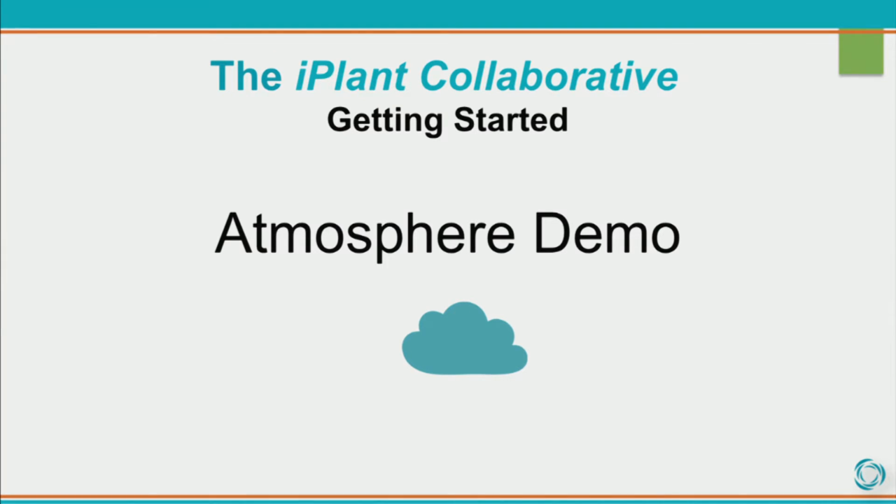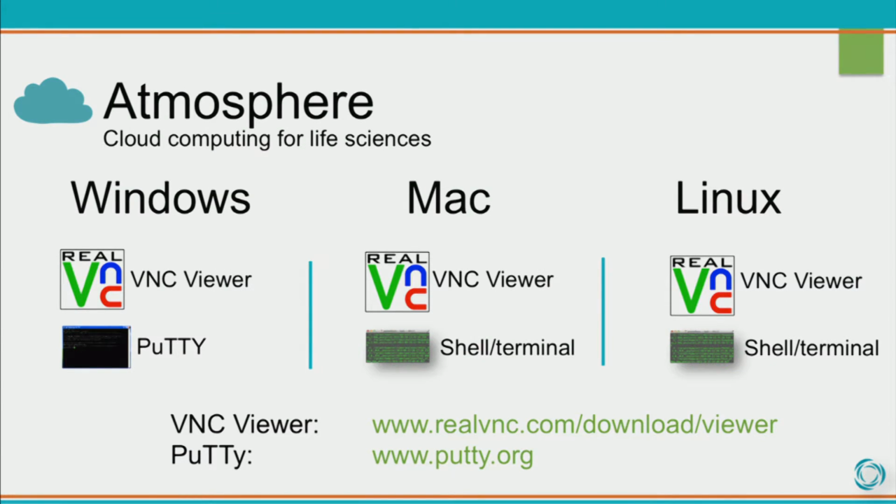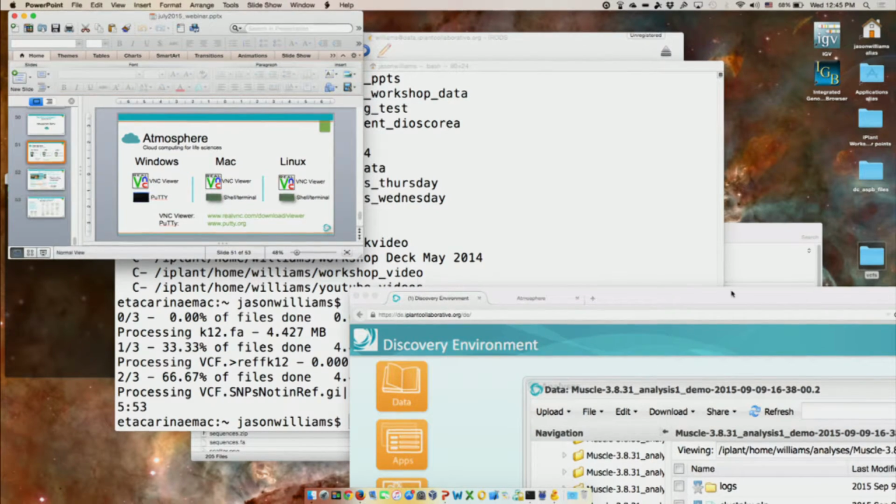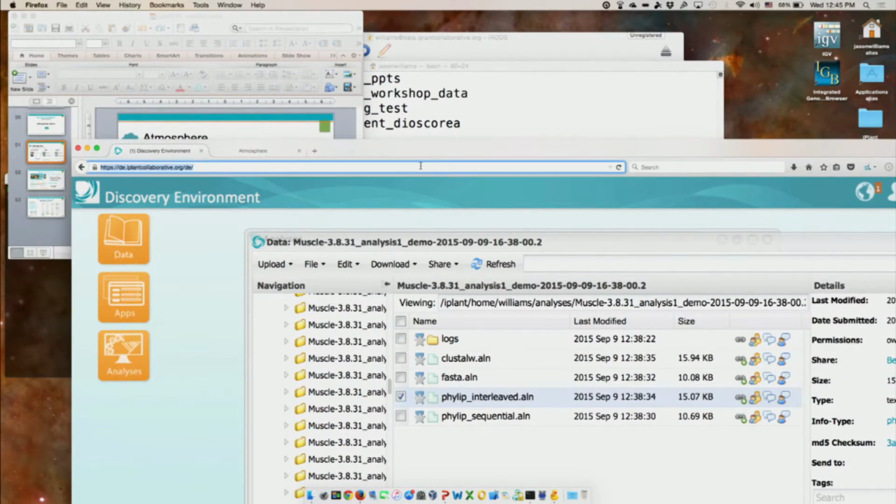So I'm going to show you in a demo essentially how to connect to an Atmosphere instance. There are several ways. All of the instances you can connect to via the command line, via SSH, using either PuTTY or your terminal. And many of the instances which have a desktop can actually be accessed, as we're going to do, through VNC. Okay, so let's do that demo really quickly. Come back to the iPlant Collaborative homepage.